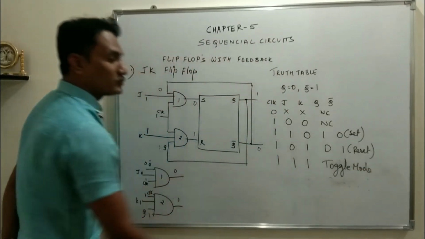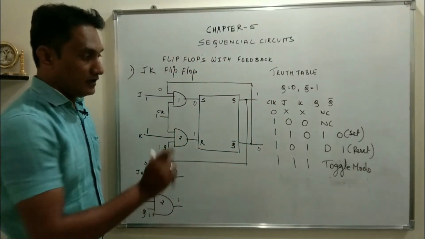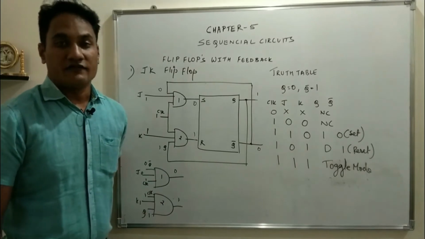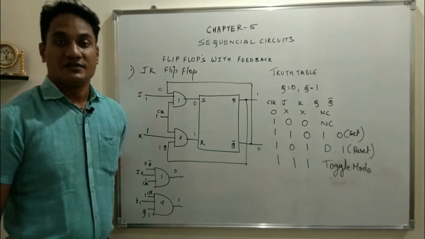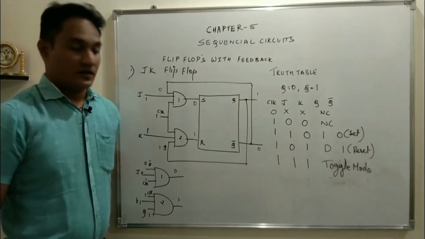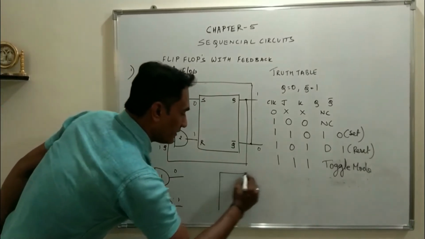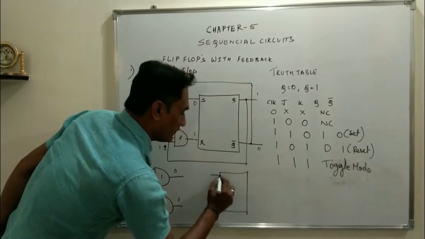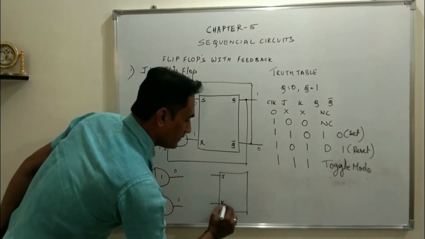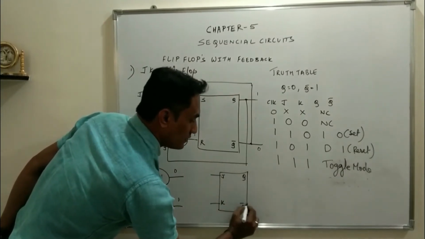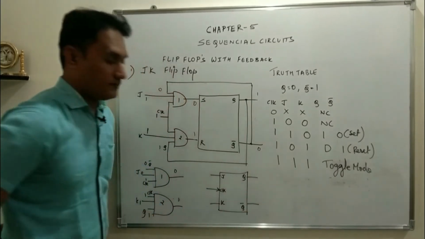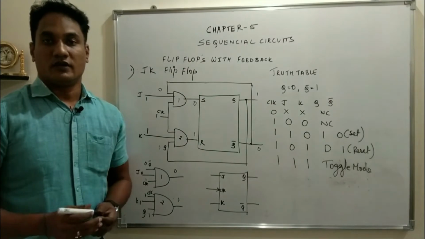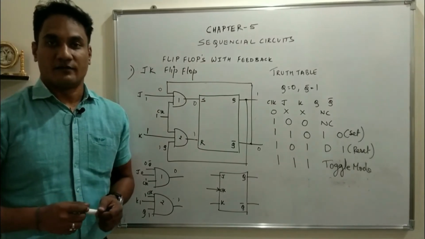So this is the most important condition of JK flip-flop, which we are going to use to design counters and shift registers. This is the symbolic representation of JK flip-flop: J, K, Q, Q bar and clock. I hope you have understood the working of JK flip-flop.